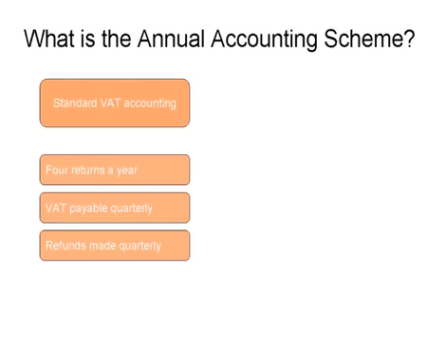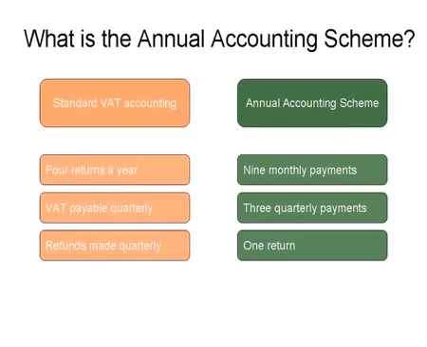But using annual VAT accounting, you'll make 9 monthly interim payments, or 3 quarterly interim payments through the year. And you'll only complete 1 return at the end of the year, when you either make a balancing payment or receive a balancing refund. The scheme may therefore not be suitable if you regularly reclaim VAT, because you'll only get 1 VAT repayment per year and you'll have to wait until the end of the year to get it. Annual accounting can both reduce your paperwork and make it easier to manage your cash flow.